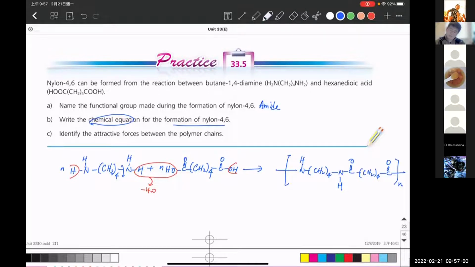Now similarly, you may find some other answers like this. With a CO double bond, you put it down to show the later linkage. You got amide, right? Even though you draw this one, amide, it is also the same as this. They are the same.